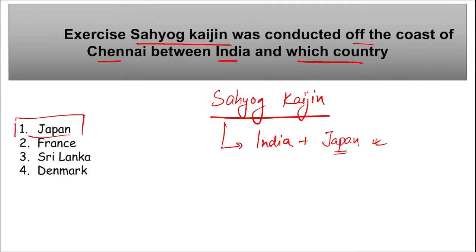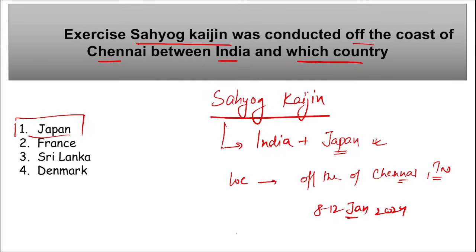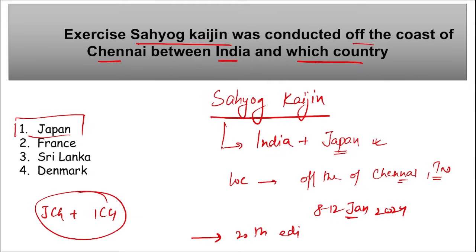Option 1. Location where this exercise was held, it was held off the coast of Chennai. Right, that was in Tamil Nadu. It was held from 8th to 12th of January 2024. This was the 20th edition of this particular exercise, Sahyog Kaijin. Right, and it was held between Japanese Coast Guard and Indian Coast Guard. Correct? Take a note of this.